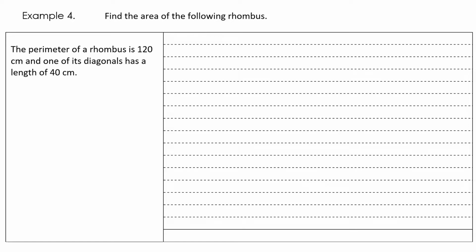Example 4, find the area of the following rhombus. Now a rhombus has the same formula we just used for a kite. Area equals half times diagonal 1 times diagonal 2. So we've been given the perimeter is 120 centimeters, and one of the diagonals has a length of 40 centimeters.